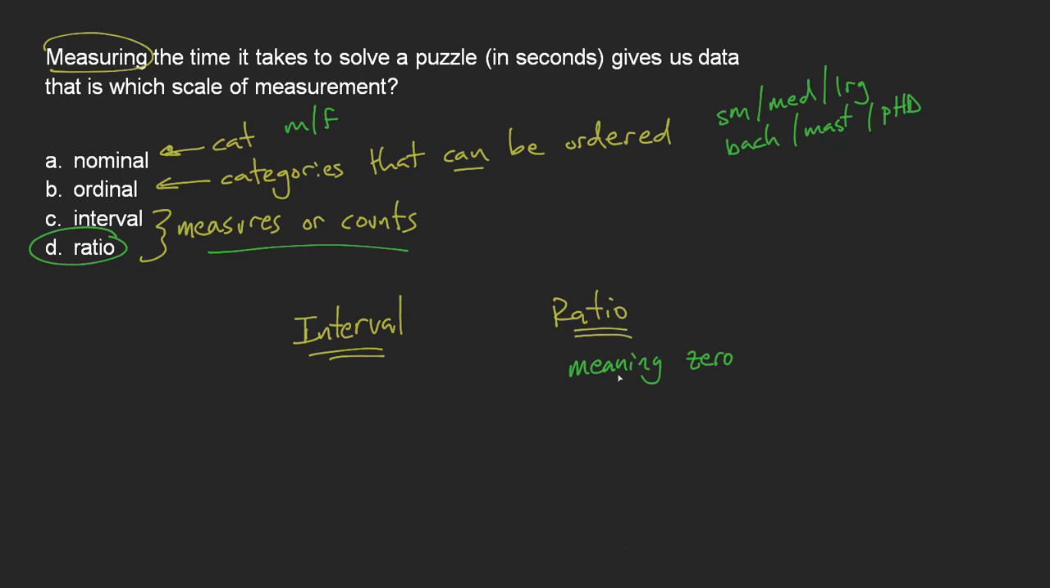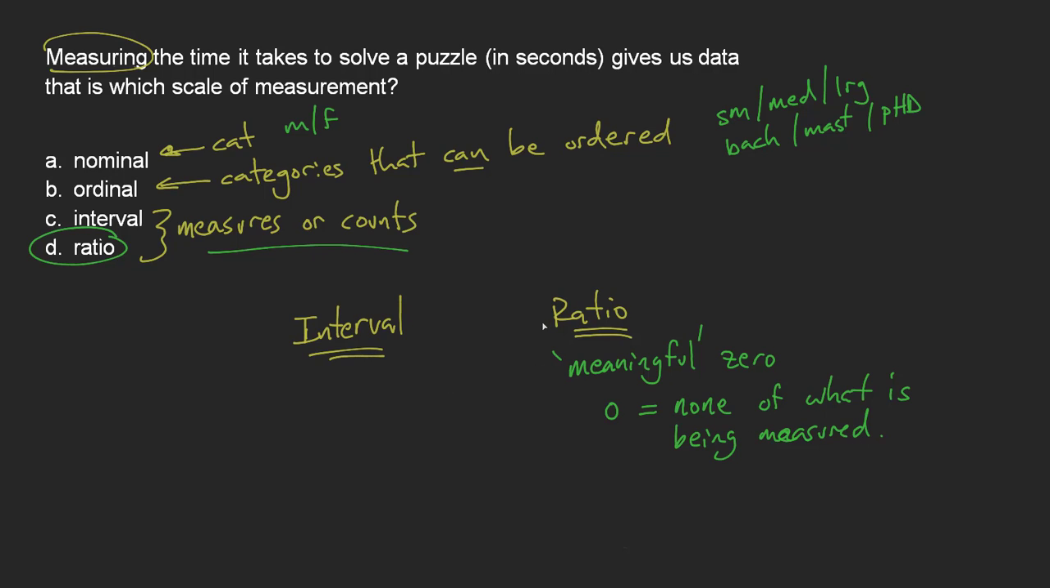So what do I mean by meaningful? Well, this means that 0 equals none of what is being measured. So if 0 means that there is none of what's being measured, then you have ratio data.